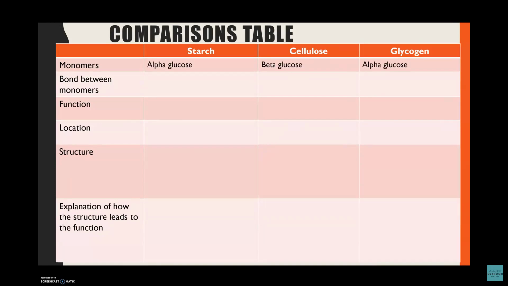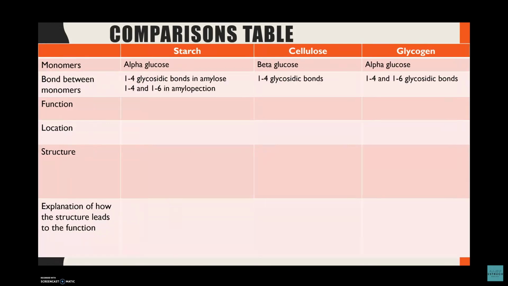So first of all, the monomers. We have alpha glucose in starch and glycogen, and cellulose is beta glucose. The bonds that form: starch forms 1 to 4 glycosidic bonds in amylose, but 1 to 4 and 1 to 6 in amylopectin. 1 to 4 glycosidic bonds only in cellulose, and glycogen forms 1 to 4 and 1 to 6 glycosidic bonds. But it'd be worth noting that glycogen has more 1 to 6 glycosidic bonds than amylopectin, because that's going to come into explaining the difference between the structures.